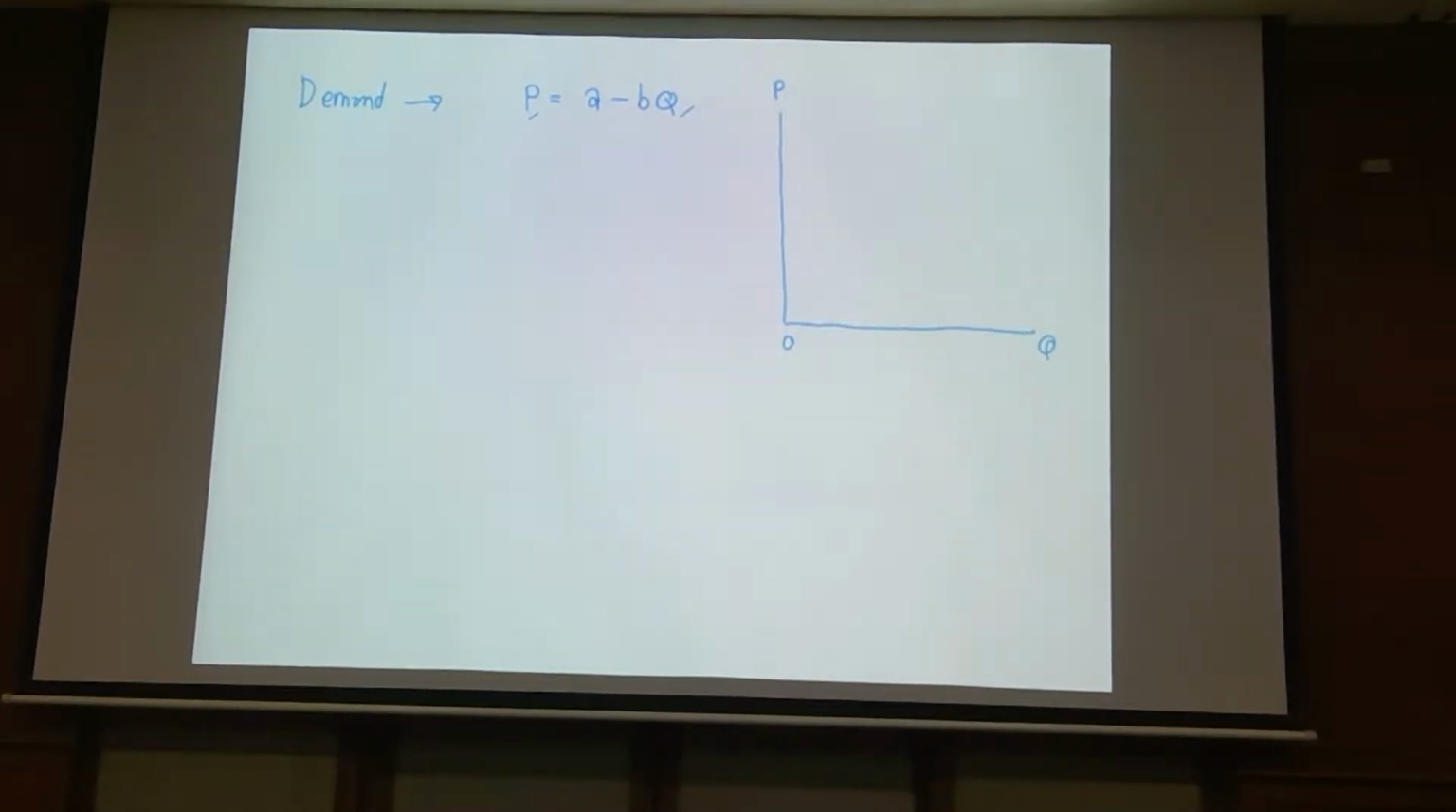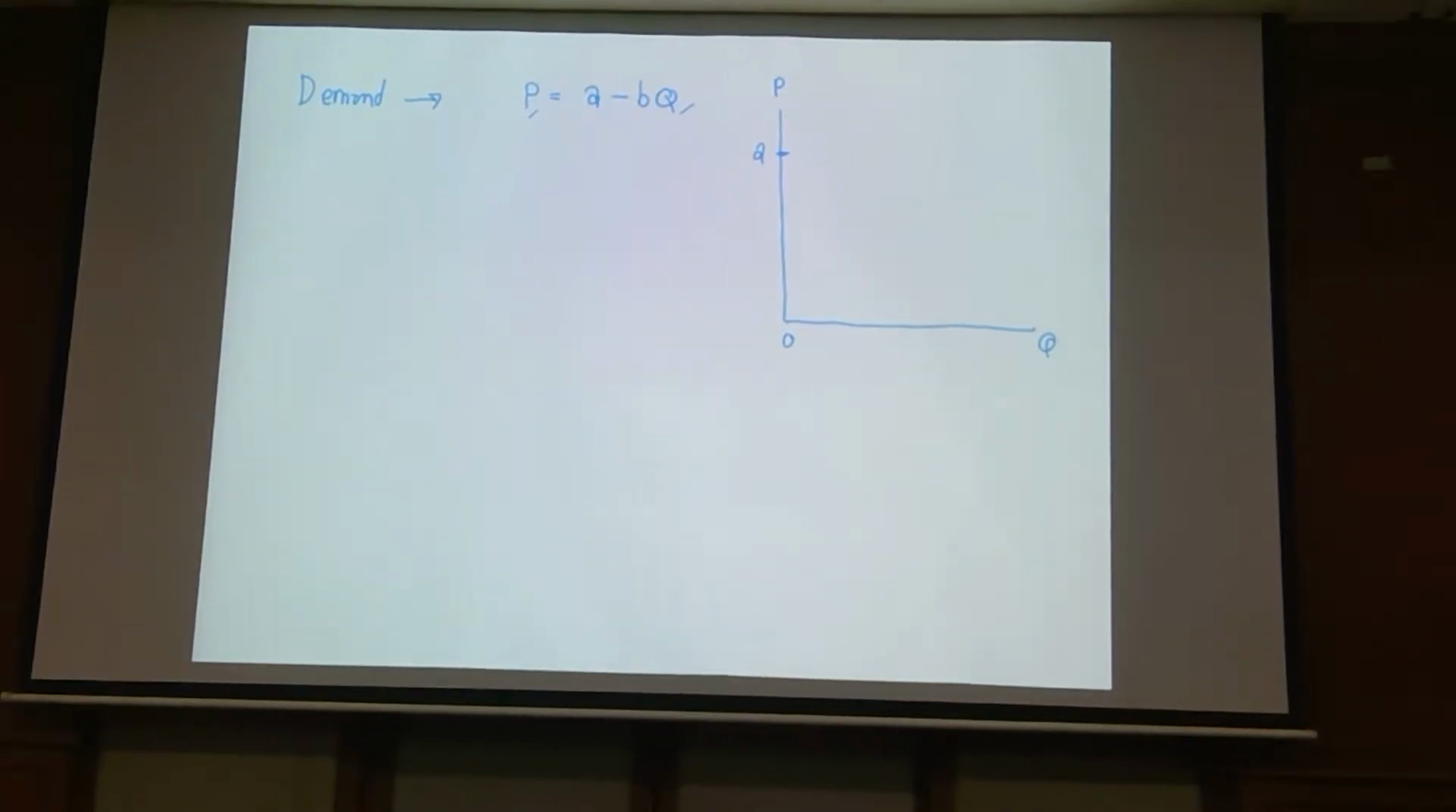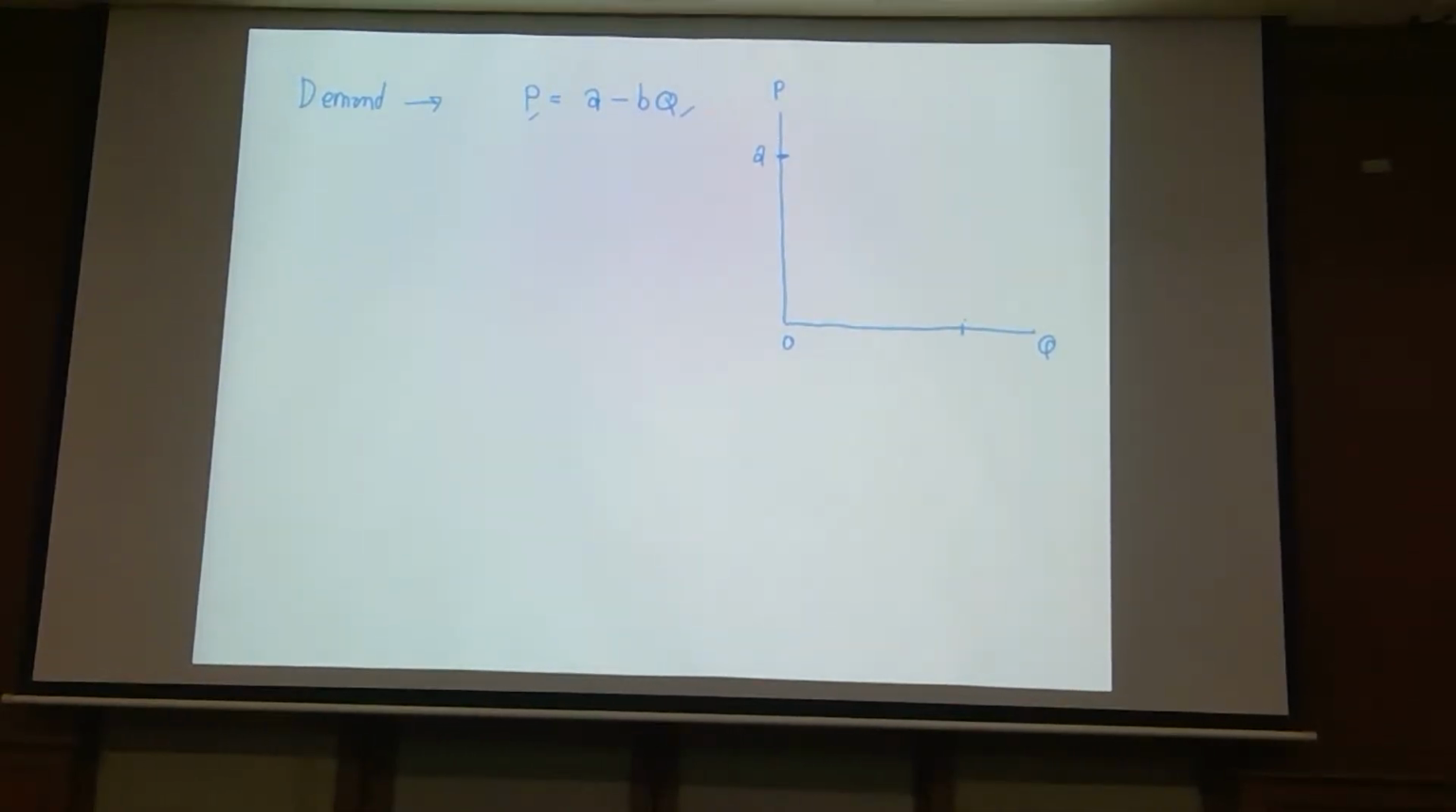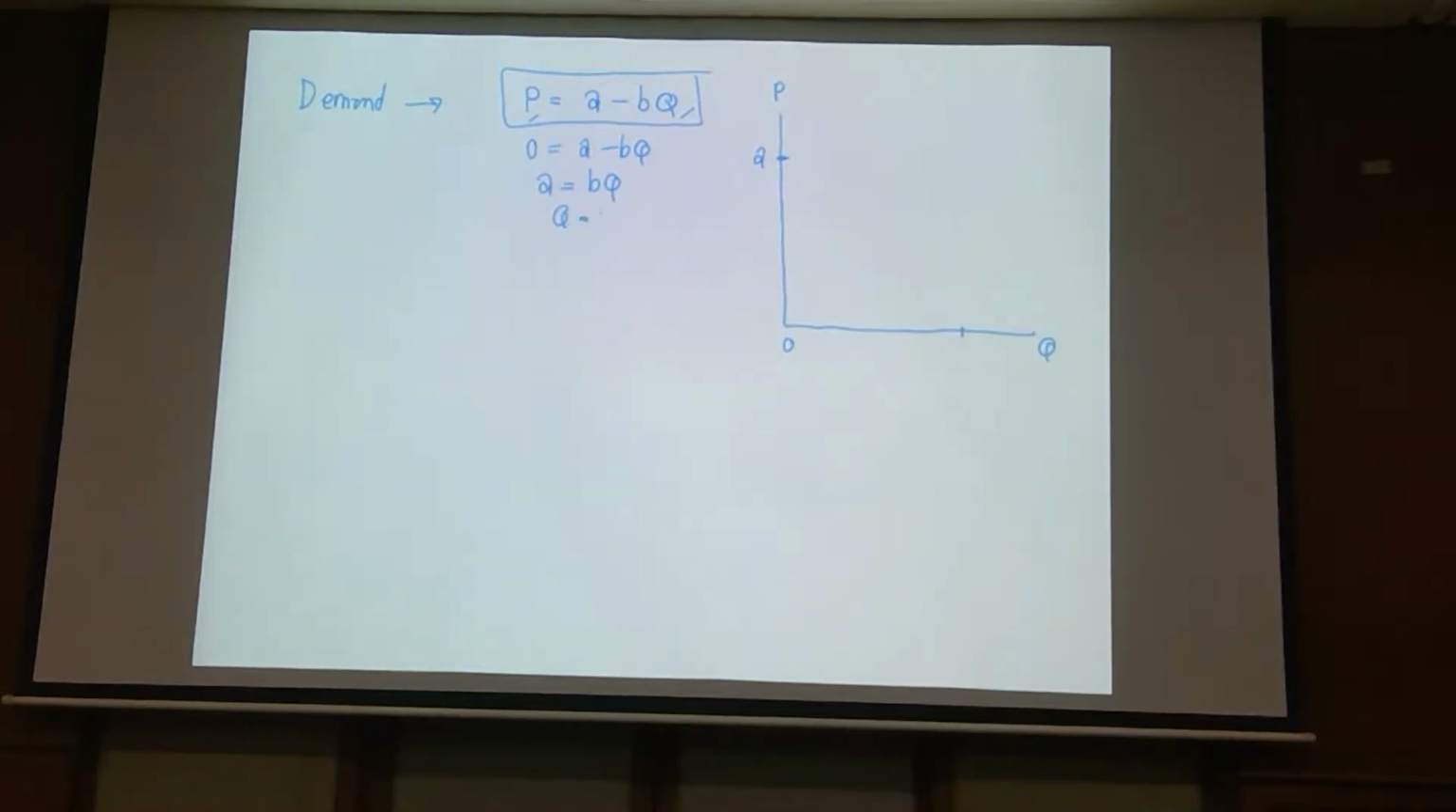If quantity is 0, what is the intersection on the price axis? A. Then how about the intersection on the quantity axis, based on our demand equation above? Here it means we treat price equal to 0, so 0 equals A minus BQ. So A equals BQ. So what is Q?